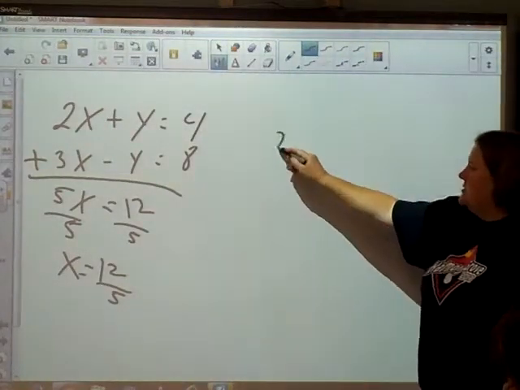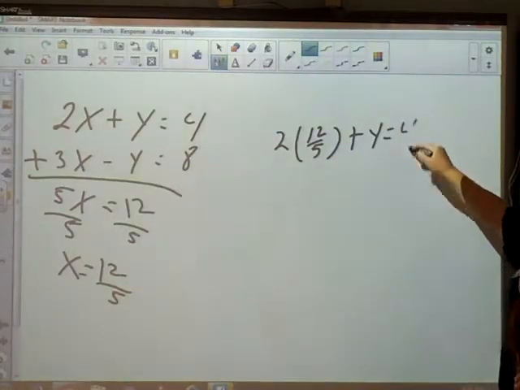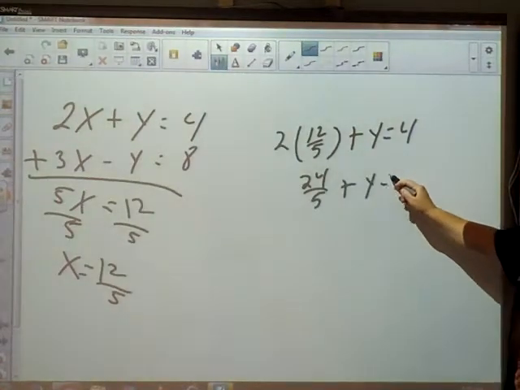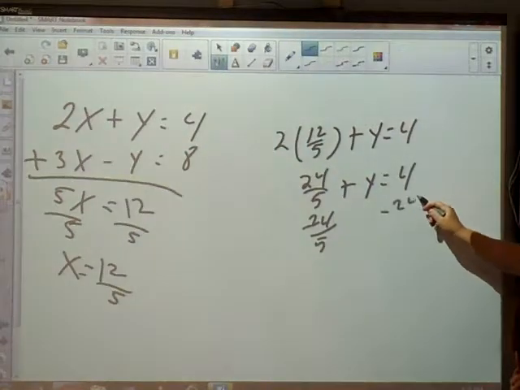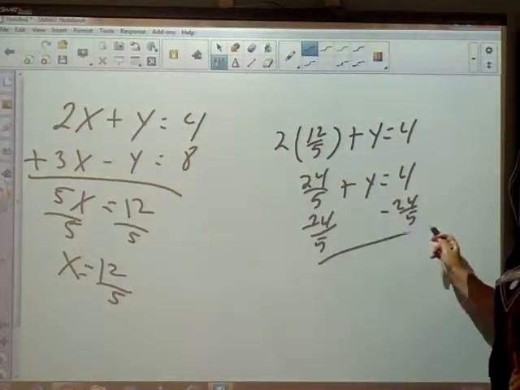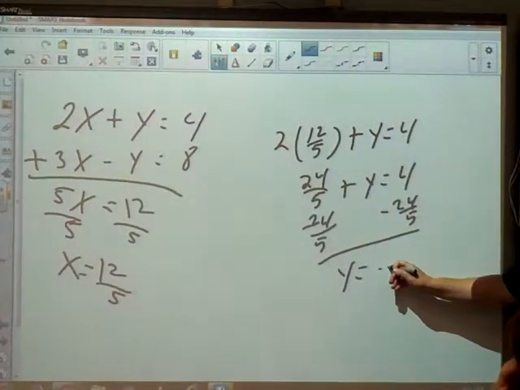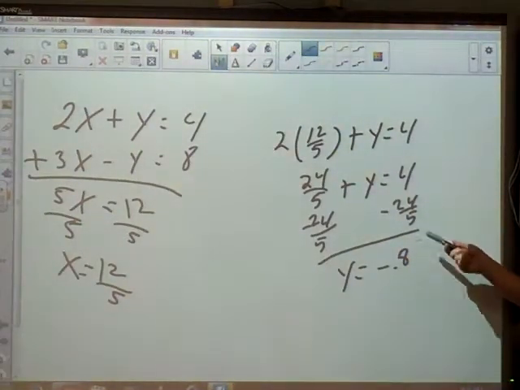Alright, so I'm going to say 2 times 12/5 plus y equals 4. So that gets me 24/5 plus y equals 4. Solving for y like Trevor said. And when you subtract, what do you get over there? Negative 0.8. Everybody check Stephen out. Sounds okay, because this would be bigger than 4.